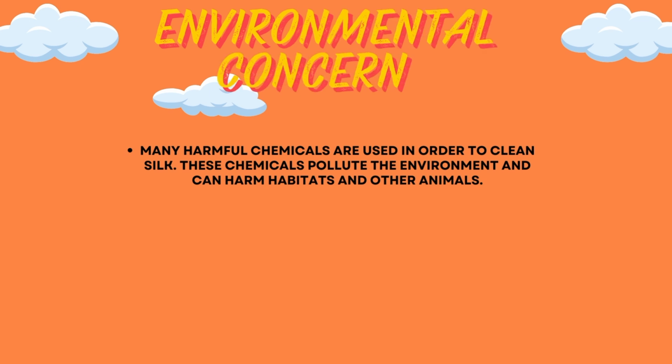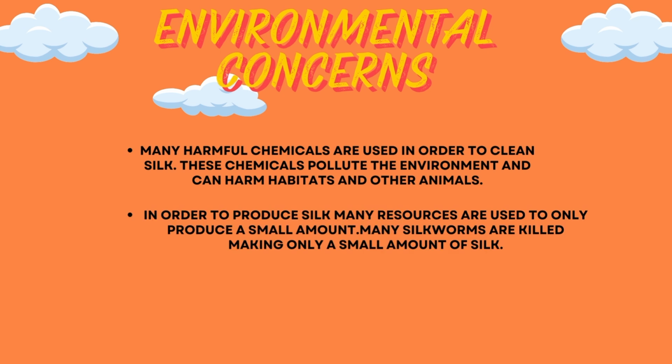Environmental concerns for silk. Many harmful chemicals are used in order to clean silk. These chemicals pollute the environment and can harm habitats and other animals. In order to produce silk, many resources are used to only produce a small amount. Many silkworms are killed, making only a small amount of silk.